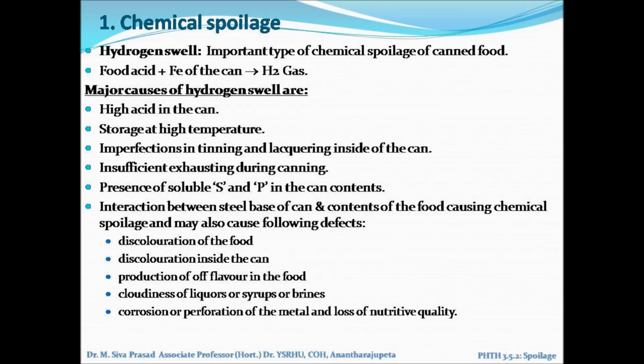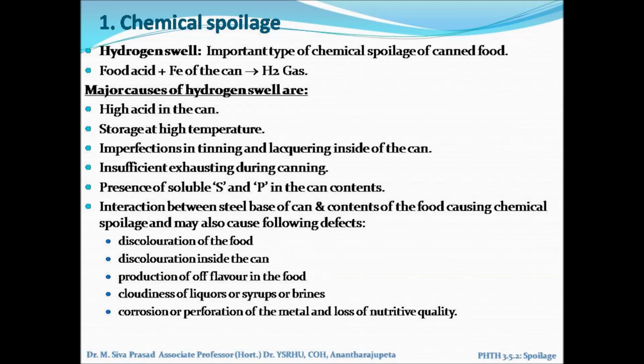Recently we have seen, in the case of bursting of the cans, that hydrogen comes from two sources. One of the sources is the food acid reaction on the tin plate, that is the iron, which causes the production of hydrogen gas. This hydrogen gas causes spoilage of the food. So what are the reasons for spoilage due to chemical reactions?